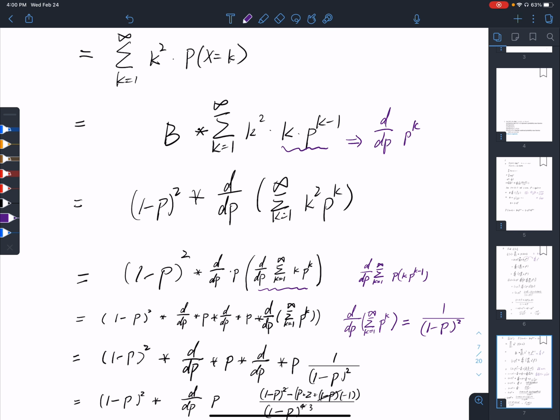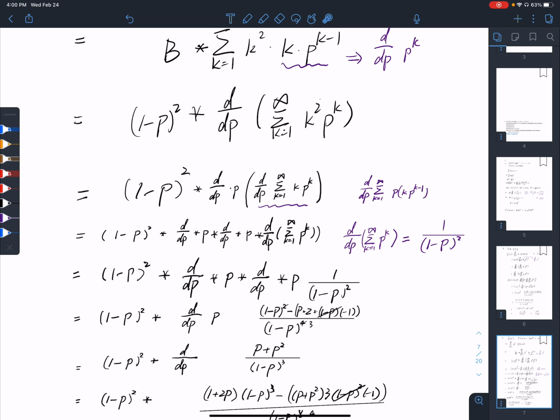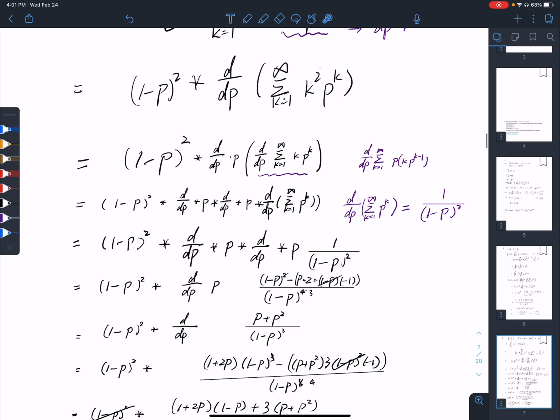So since here we still have k to power 2, we need to do this twice, two more times, and here we do it one time, and there's another time. So basically, we finally get the equation. It's the same thing. The derivative with respect to p of the sum of p to power k is equal to 1 over (1 minus p) to power 2. Yeah, and this we need to plug in this equation, and we got this equation.